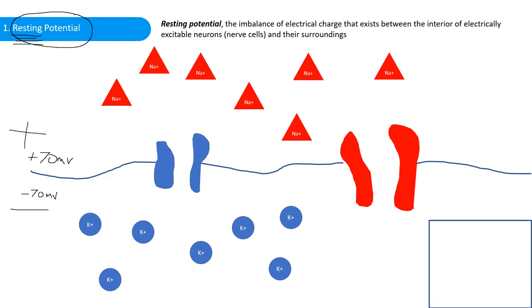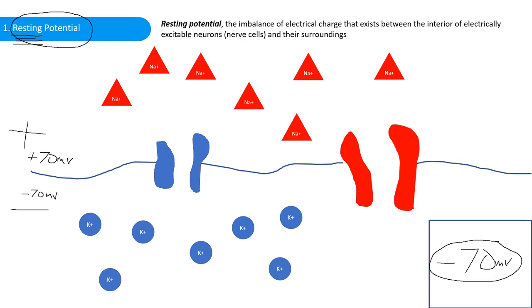Now different cells have different resting potentials. I think between minus 30 and minus 90 can be given, but we're going to use minus 70 as our resting potential for every single neuron in our body. So let's write that, minus 70. And we always talk about inside the cell, so whenever we're talking about a figure, we're talking about the inside of the cell, not the outside. We're not really concerned about the outside, we're more concerned about the inside.